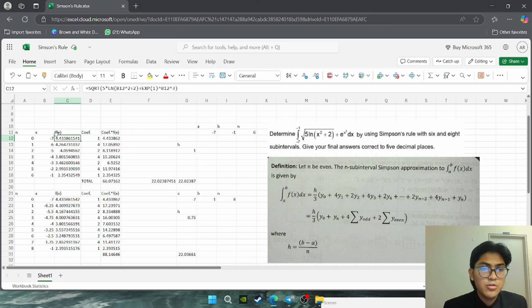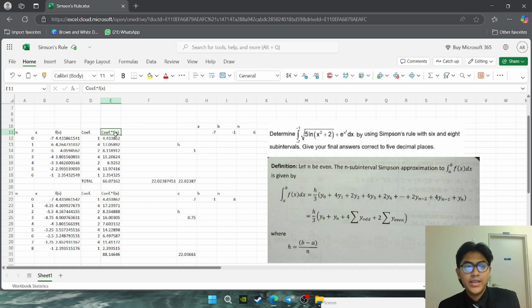For the function, we can simply add our equation in this Excel and it can help us to calculate it easily. So after that, we can just drag it until -1 and it gives us the correct answer. For the coefficient, you just need to put 1 for the first subinterval, which is 0, and 1 for the last subinterval, which is 6. And between those two, we need to put 4 for odd numbers and 2 for even numbers. The last one is coefficient multiplied by function. And after that, we need to total all of it.